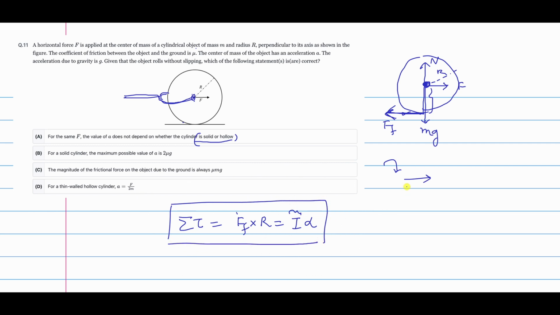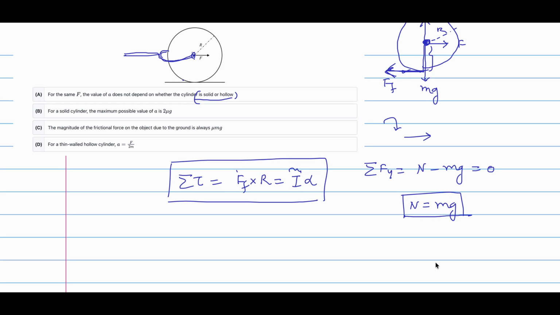Now the second condition will be the normal forces. So suppose we sum the forces in y direction. So sum of all the forces in y direction is, there is mg force downwards and there is normal force upwards. So normal force minus gravitational force is equal to, there is no acceleration in y direction, therefore it will be 0. So normal force is equal to mg. This is our second condition.